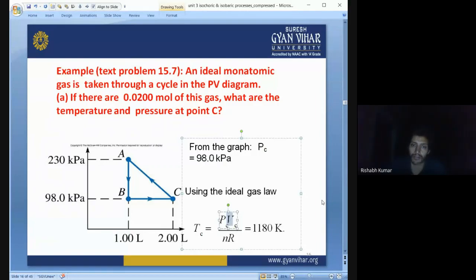Because for a monatomic gas, what is the value of Cp by Cv? The value of Cp by Cv is 5 by 3, right? Cp by Cv is 5 by 3. From there we can calculate the value of R.